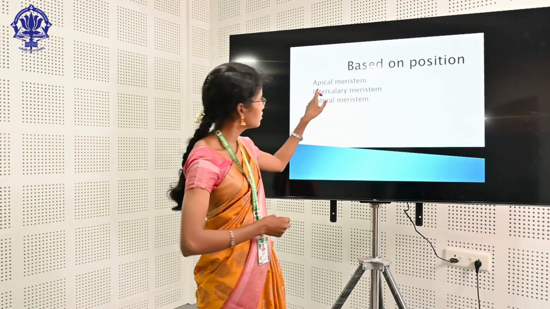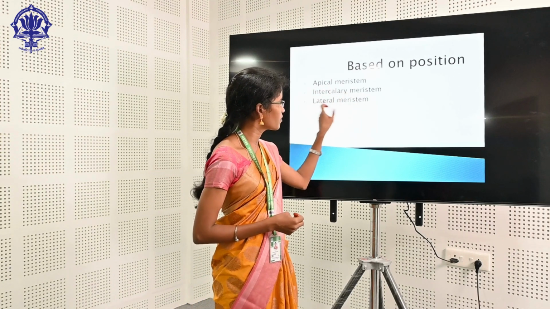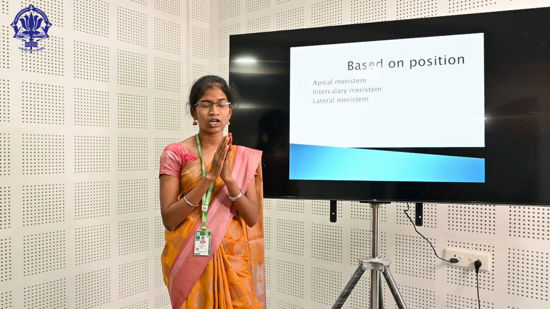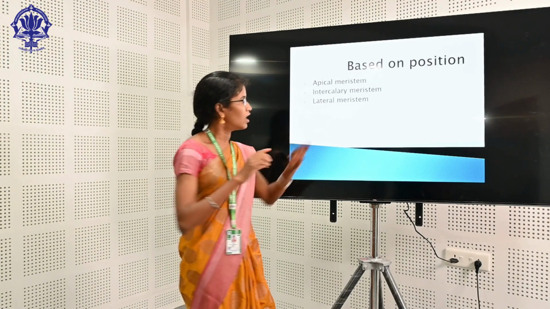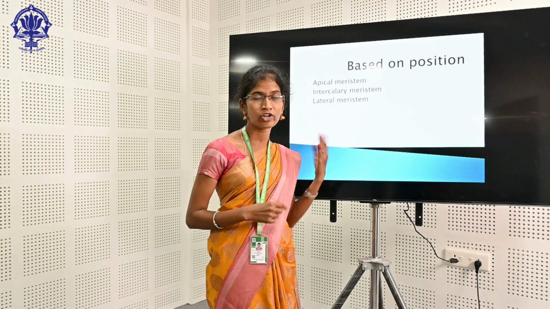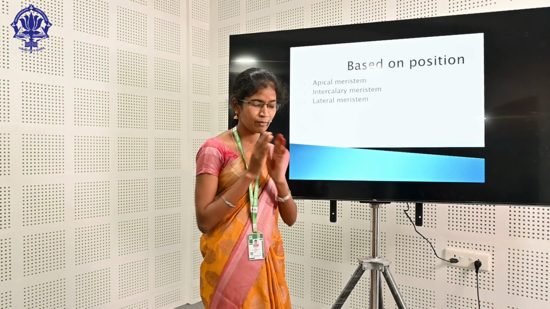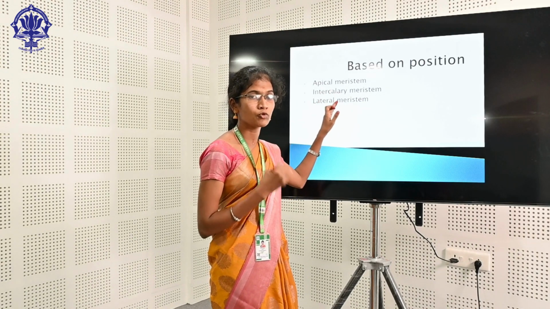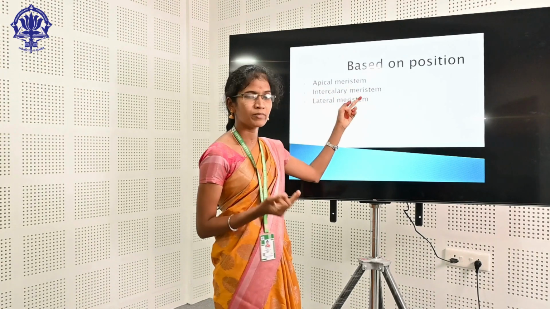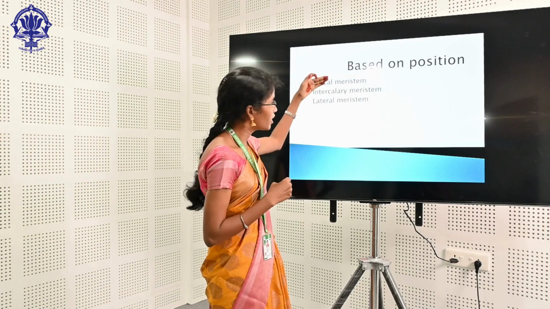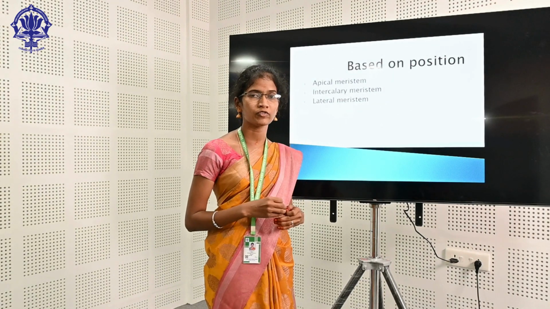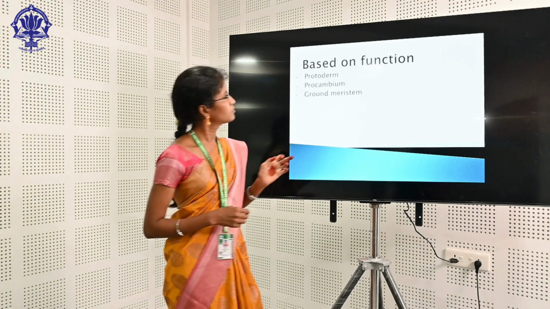Based on position, there are apical meristem, intercalary meristem and lateral meristem. For example, we can imagine the root structure. As I have already discussed with the images, apical meristem is found at the apex of the root or stem, intercalary meristem is present between the apical and lateral meristem, and lateral meristem is responsible for secondary growth of the plant tissue. Next slide.